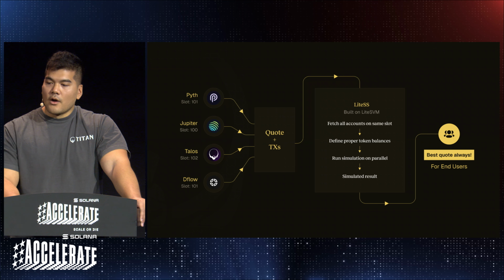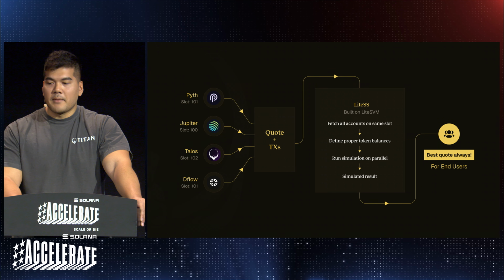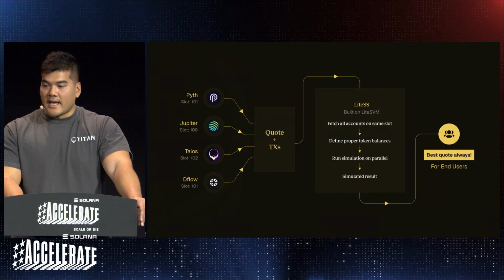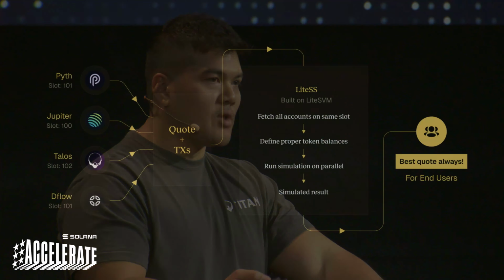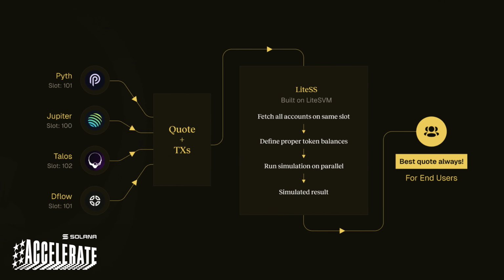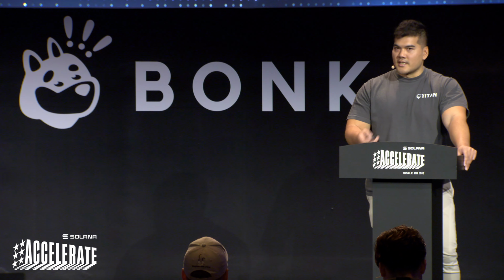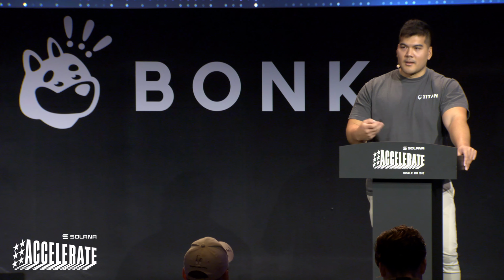So I'm just going to go over the quick architecture of how this works in our system. In the new workflow, instead of the RPC, from the aggregators we would collect all the quotes and all the transactions from them, and we would feed them into LITES. LITES would then pull all the required accounts from the same block in order to simulate them all. We would run simulations in parallel, so it was really fast, fractions of a second. And then we would stream the results downstream to the user, and the user could continuously see the new best and updated prices.